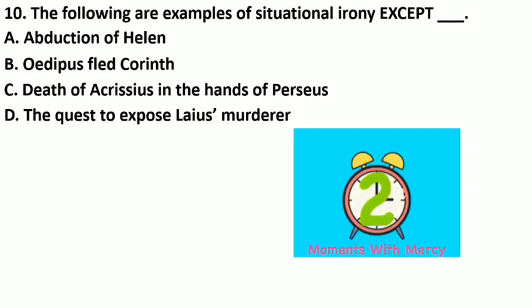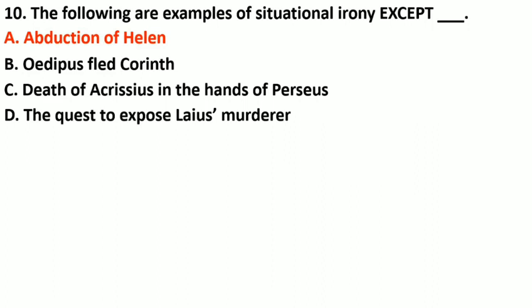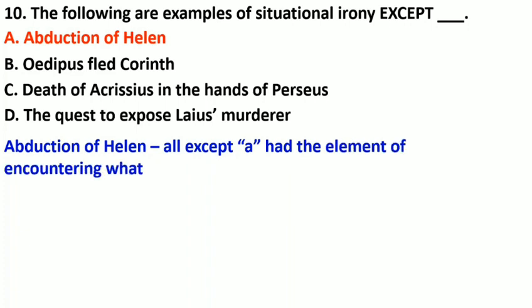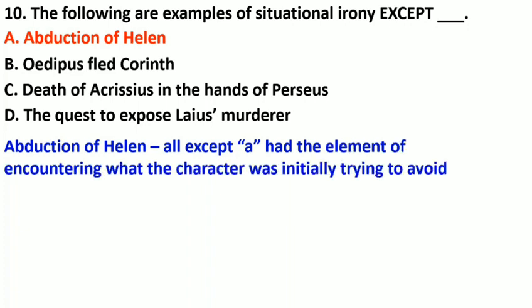The correct answer here is option A. Abduction of Helen. All except A had the element of encountering what the character was initially trying to avoid.